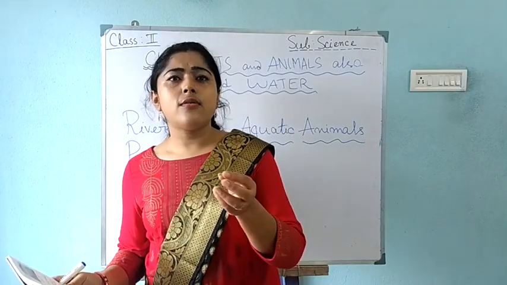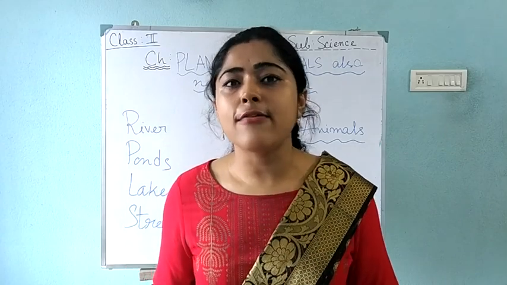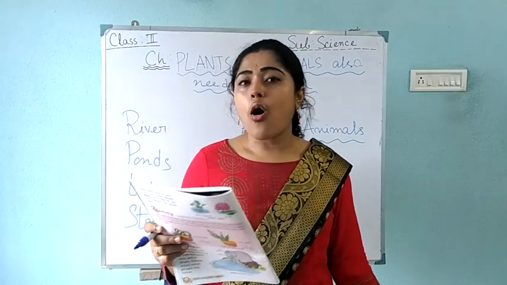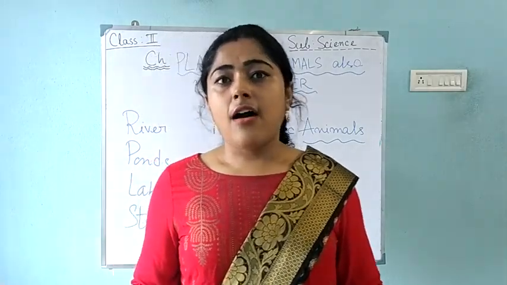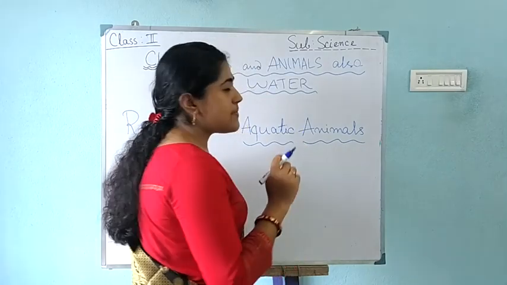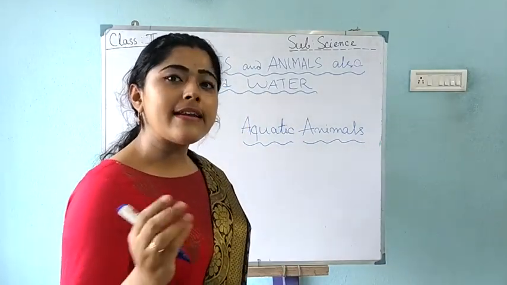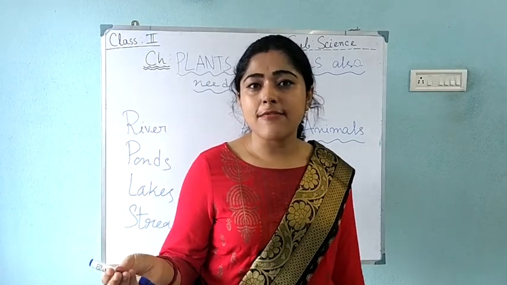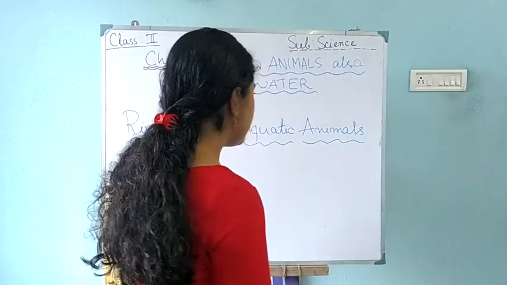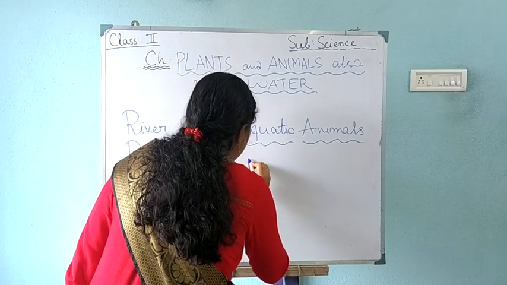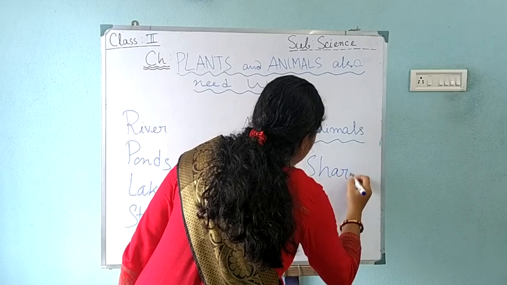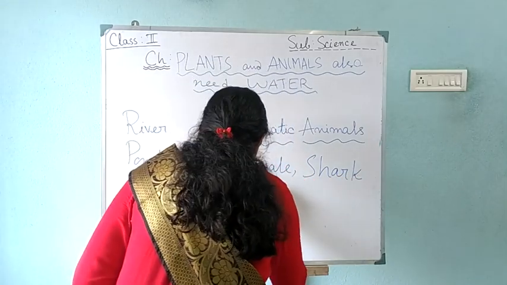Like on your TV, on the Discovery Channel, you can see those living aquatic animals. So there are octopus, some fishes, whale, shark. Those are aquatic animals because they live in water. Water is their home, like our home. We live in our house, like that. Water is their home. So those are aquatic. So they are whale, W-H-A-L-E, whale, shark, S-H-A-R-K, shark, or some fishes.